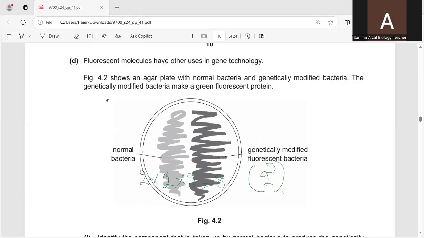Now the next question is: fluorescent molecules have other uses in gene technology. Figure 4.2 shows an agar plate with normal bacteria and genetically modified bacteria. The genetically modified bacteria make a green fluorescent protein. You can see the genetically modified fluorescent bacteria, and there are the normal bacteria. So it means they are modified, and how the modification takes place in them, we are moving towards the question.